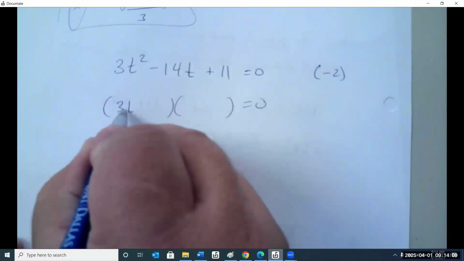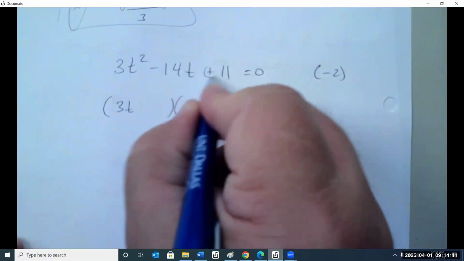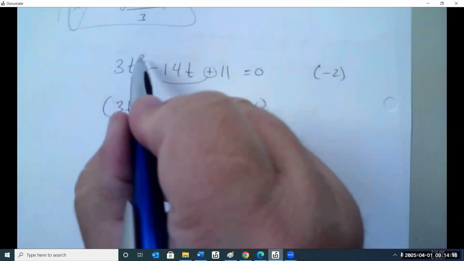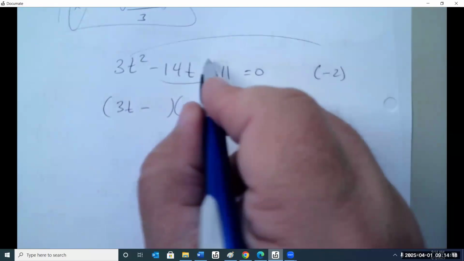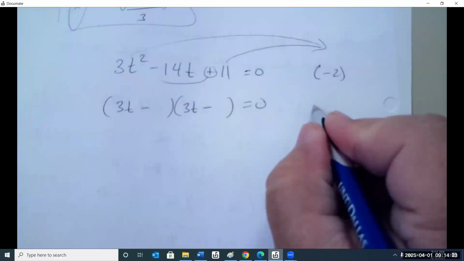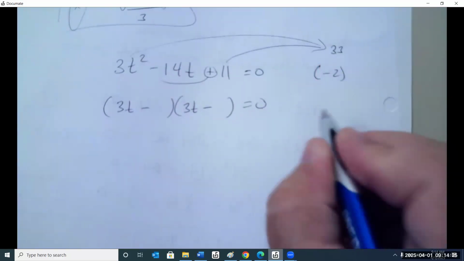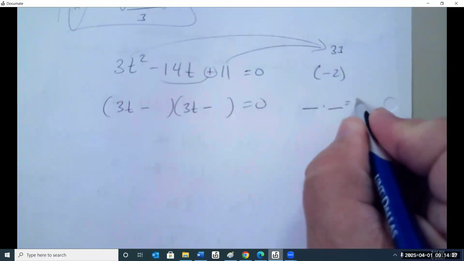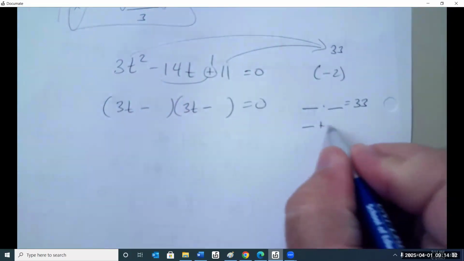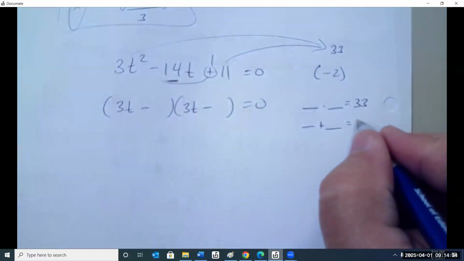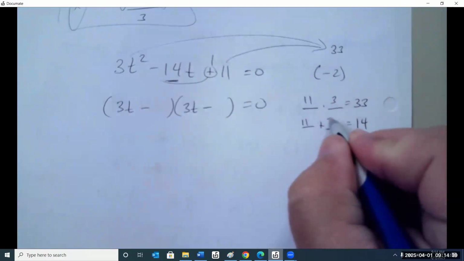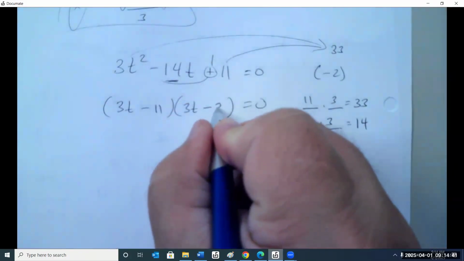So 3t, 3t, they're both the same. They're both minus. What times these two gives me 33? What times what equals 33, that when I add them together, I get 14? 11 and 3. So it doesn't matter since they're both the same.